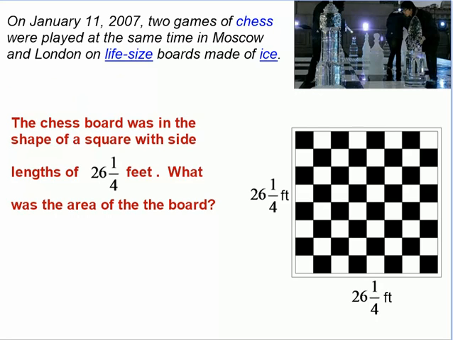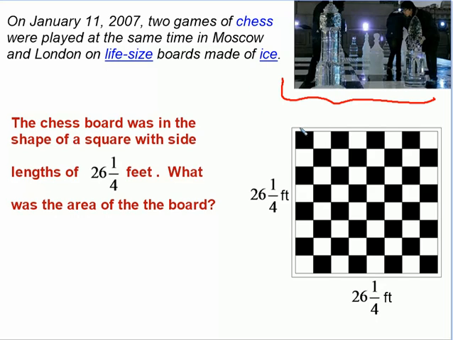Now that we know how to find the area of a square, let's apply it to a real-life situation. Here you have a picture right here. This is a picture of an actual life-size chessboard in London, made of chess pieces that were all carved out of ice. So you have some that were white and some that were clear. And on January 11th, 2007, two games of chess were played. One game was played in Moscow, and one was played in London. They were played on these life-size boards made of ice, which is really cool.